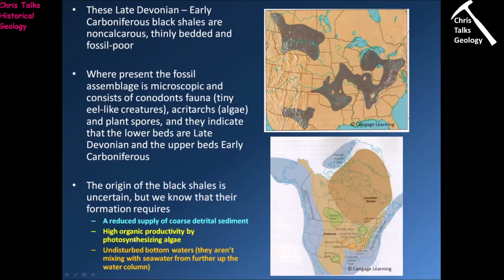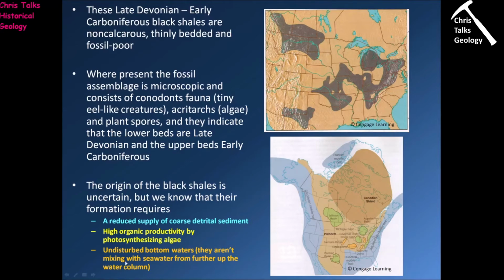Now, the reason we say it has to have a very high organic productivity is because these black shales are very organic rich. And so this obviously means that you have to be putting in a large amount of organic material. So what we need is environments where we have lots and lots of photosynthesizing algae. And it just so happens that the Kaskaskia Epiric Sea is literally the perfect setting for large quantities of algae.